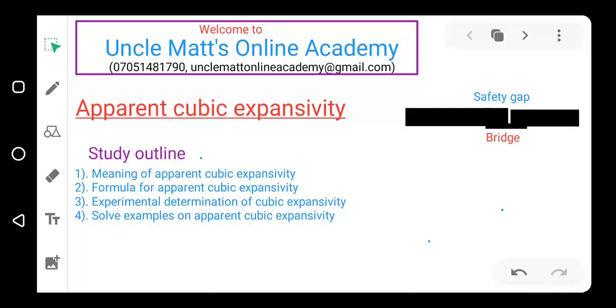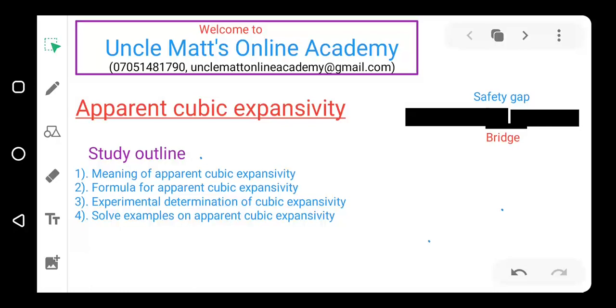Today we want to look at apparent cubic expansivity. We've talked about this topic briefly in the previous lessons, but we want to look at it in detail in this lesson. So we are going to learn the meaning of apparent cubic expansivity, the formula for apparent cubic expansivity, experimental determination of apparent cubic expansivity, and we also look at some solved examples.